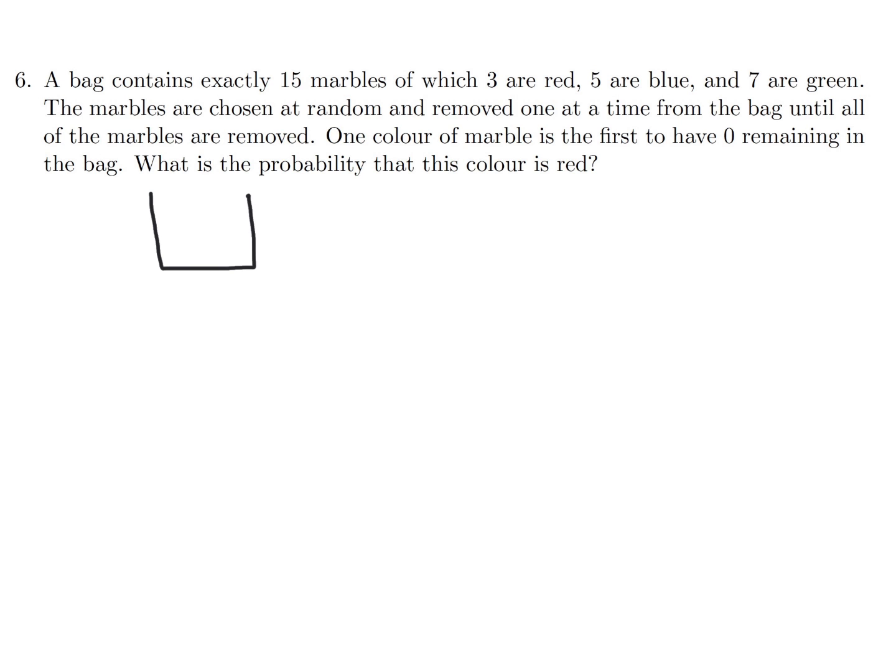We have a bag initially with 15 marbles. Those 15 marbles are 3 red, 5 blue, and 7 green. Eventually, I'm going to go through phases here. We want to get to a situation where we have 0 red, but we do have some blue and some green. I don't know how many are in there, but we want 0 red because we want the red to be the first to have 0 remaining. So that's what this means.